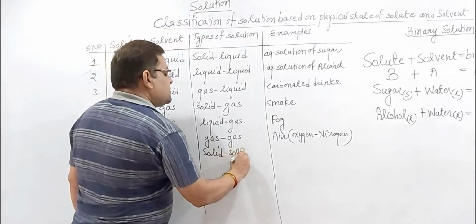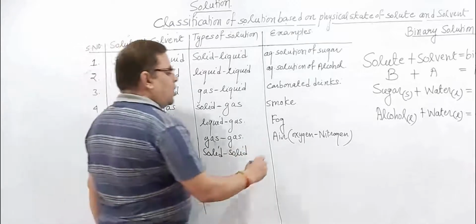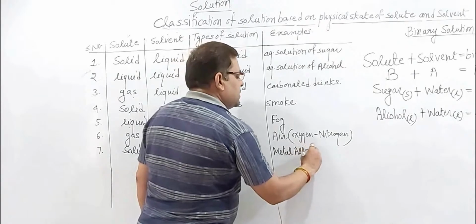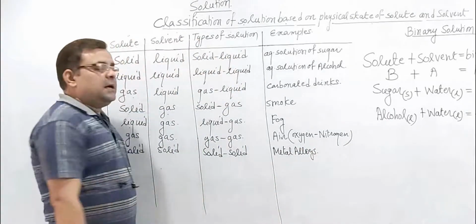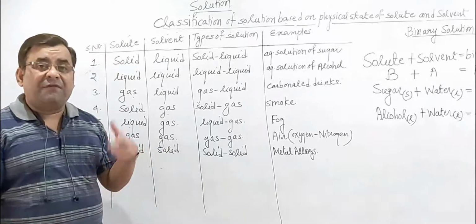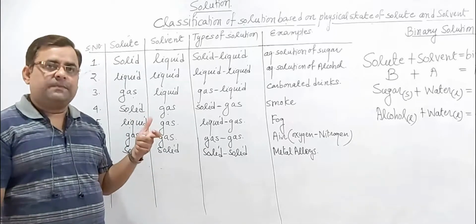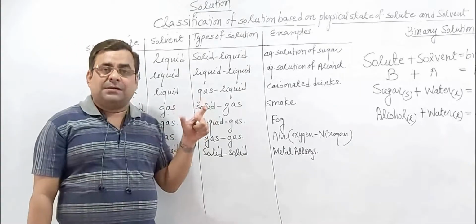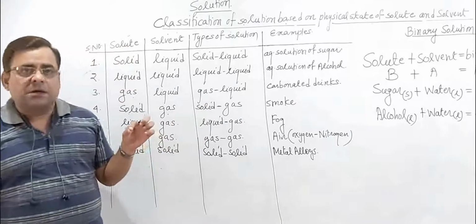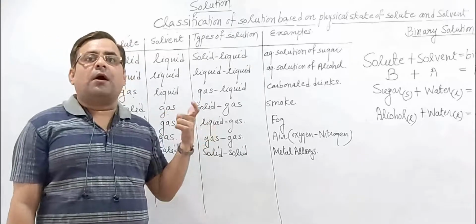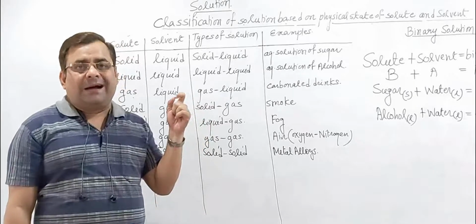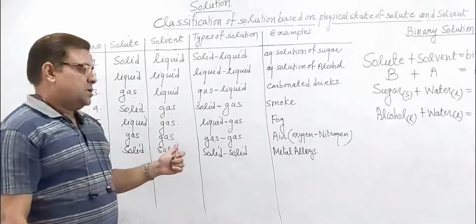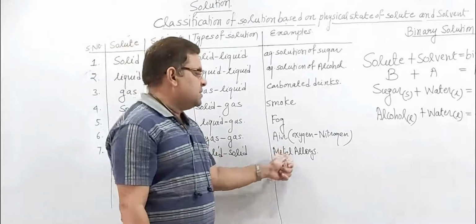So what is the example of solid in solid solution? You can say all metal alloys, like brass and bronze. All metal alloys are homogeneous mixtures of different kinds of solids or metals in which the composition of these metals may be changed within certain limits. So what is the definition of solution? A solution is a homogeneous mixture of two or more components whose composition may be altered within certain limits. So the example of solid in solid solution is metal alloys.